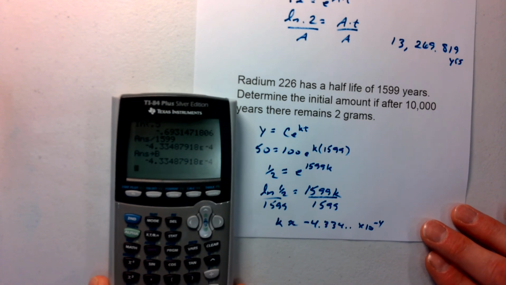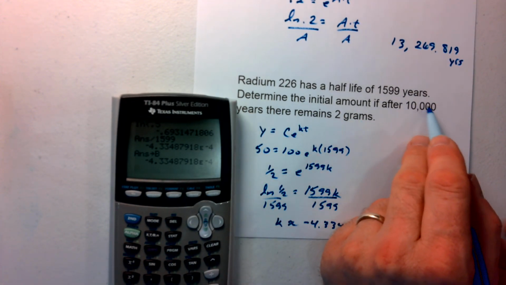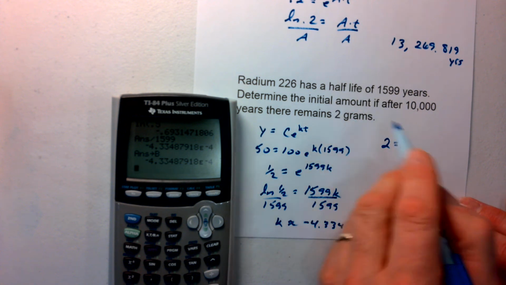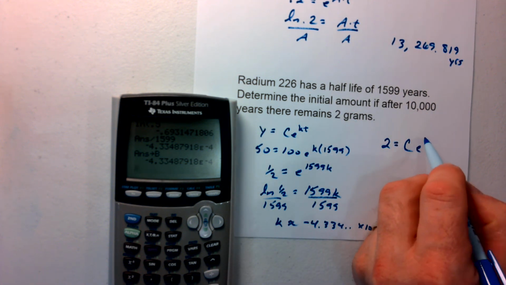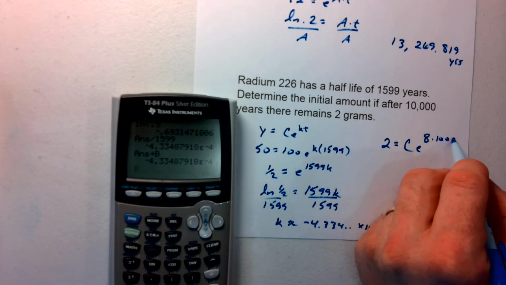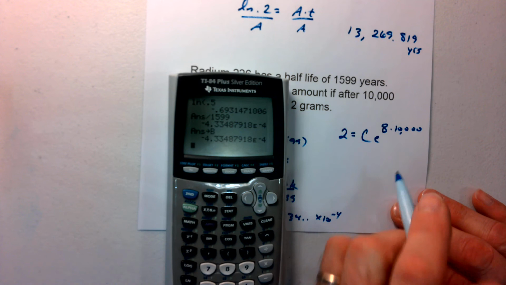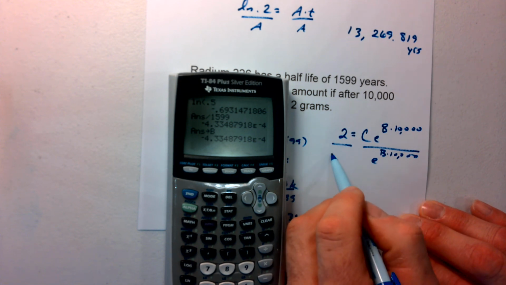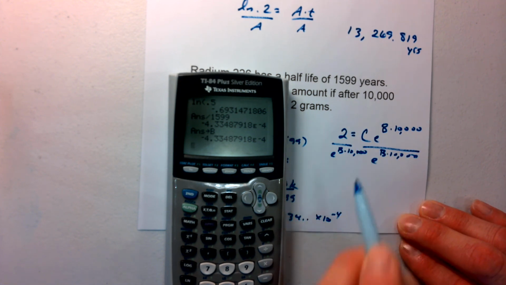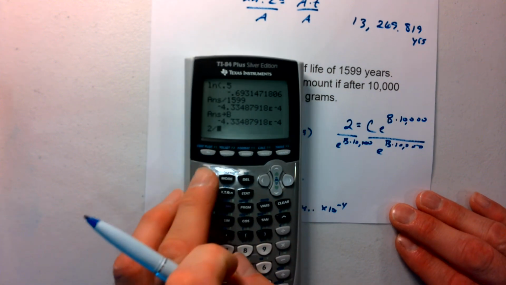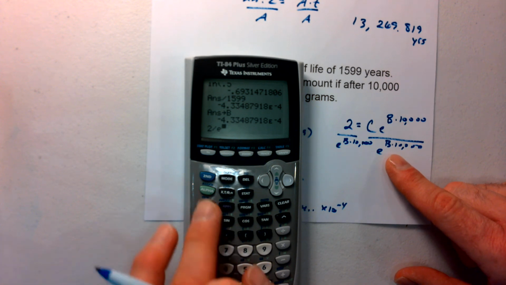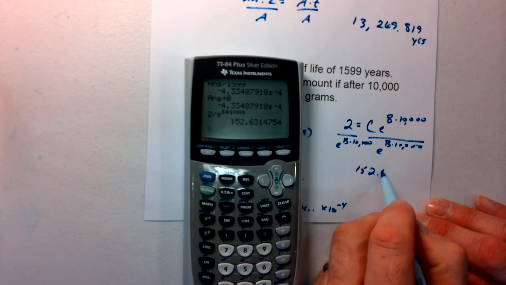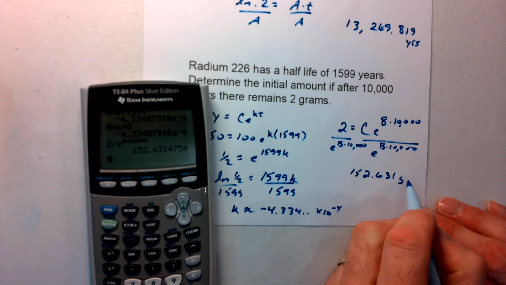All right, so we can go ahead now and answer the question. After 10,000 years, so we know that our T value is 10,000, and we know that we had 2 grams remain, and we want the initial amount. We know what that K value is, which is now our B, times 10,000. So it pretty much becomes a calculator question. We're going to take 2 divided by e to the B times 10,000. And that's going to give us an answer of 152.631 grams. And that's how much we started with.